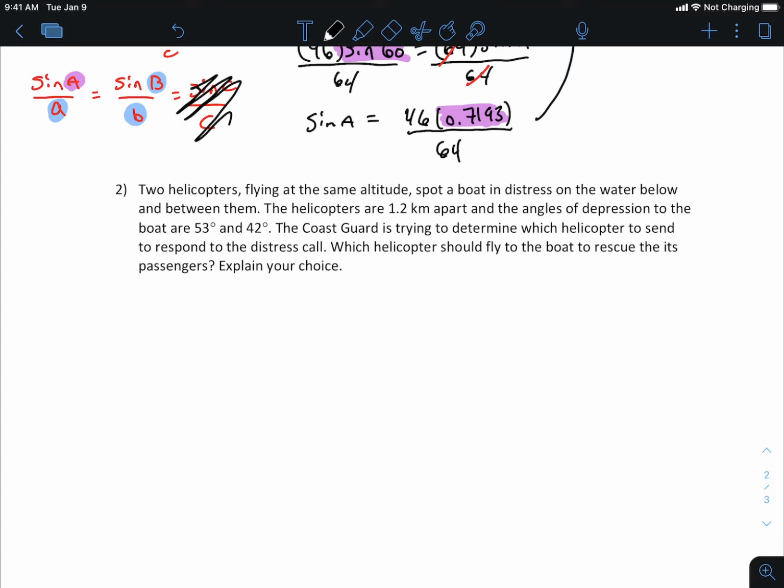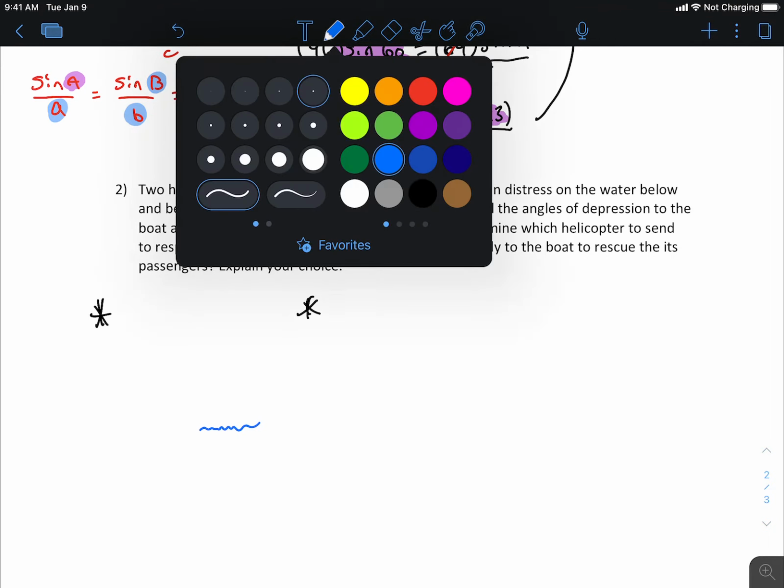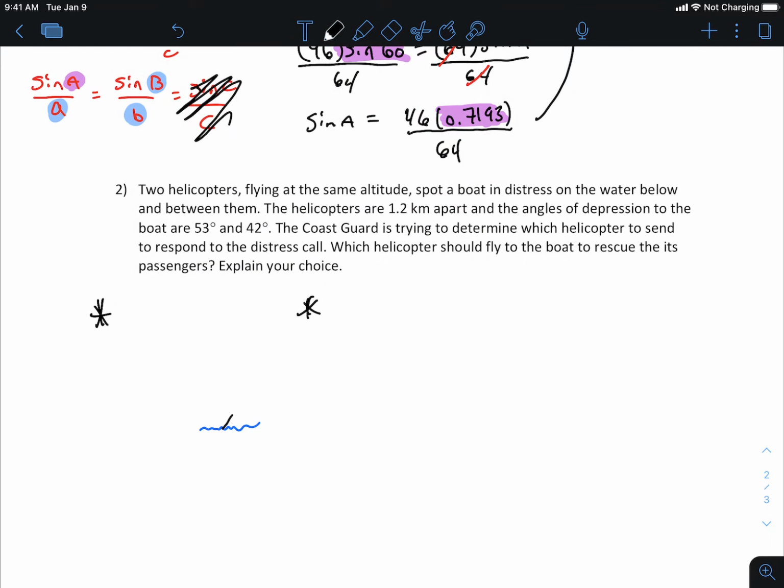So let's draw the picture. So we've got a helicopter. They're both at the same altitude, right? And then there's a, we've got a boat in distress. That's a pretty good boat, actually. I'm quite happy with that. The boat's sinking. Okay.